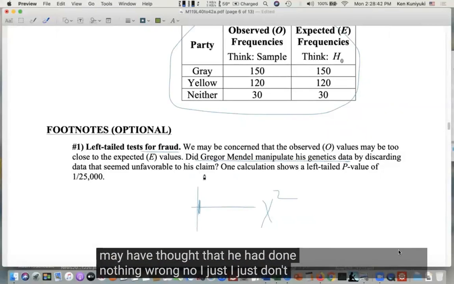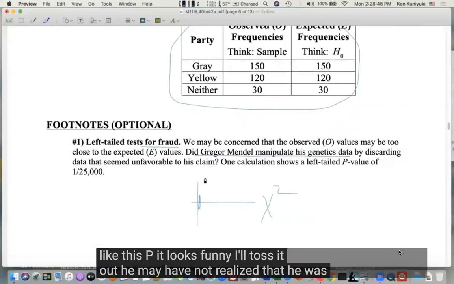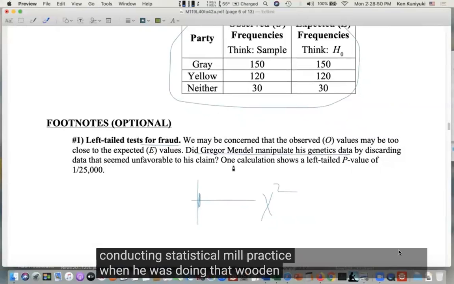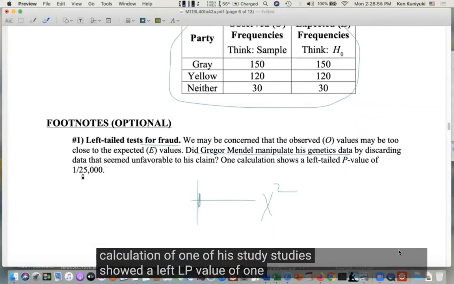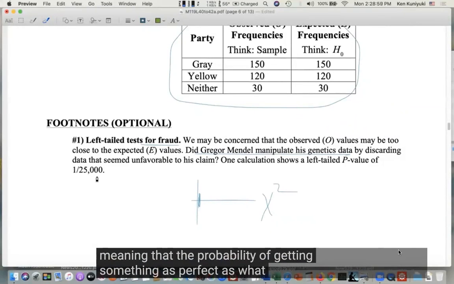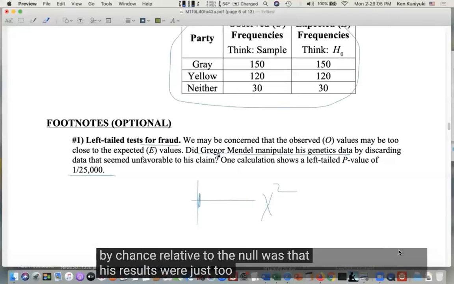Oh, I just don't like this one. It looks funny, I'll toss it out. He may not have realized that he was conducting statistical malpractice when he was doing that. One calculation of one of his studies showed a left-tail p-value of 1 in 25,000, meaning that the probability of getting something as perfect as what Mendel got by chance, relative to the null, was that. His results were just too perfect.